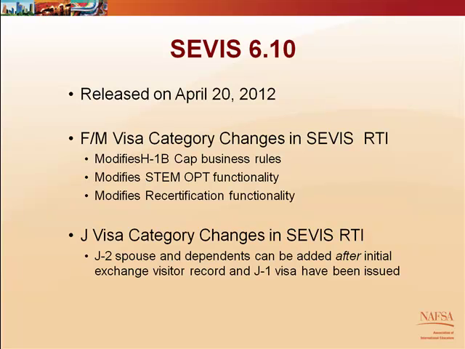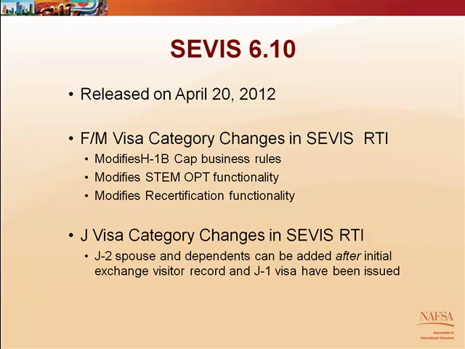SEVIS 6.10 was implemented on April 20th, 2012. On the FM side in SEVIS RTI, H-1B cap-gap business rules were modified to prevent SEVIS from improperly shortening periods of OPT in cap-gap scenarios. Also, STEM OPT functionality was modified to check that the student's primary major is in a STEM-designated field. After this change, the Extend OPT link will no longer appear for students who do not have a STEM primary major. This modification was included in SEVIS 6.10 even though NAFSA argued to SEVP that STEM OPT should be available to a student based on both primary and secondary majors. SEVP is currently reviewing this.